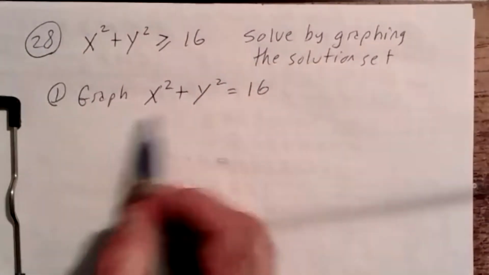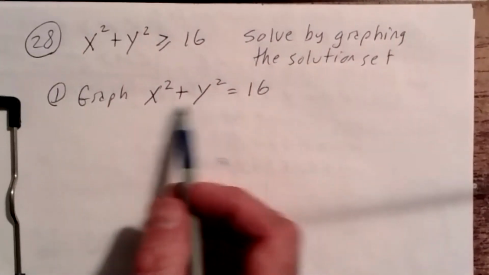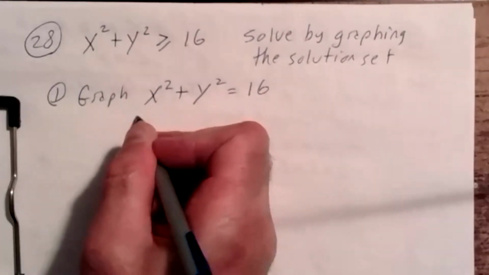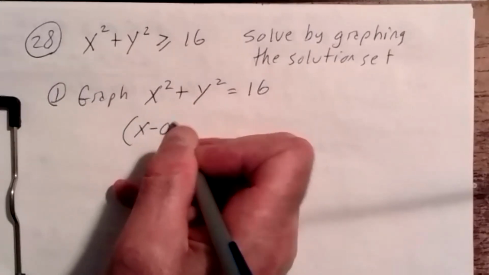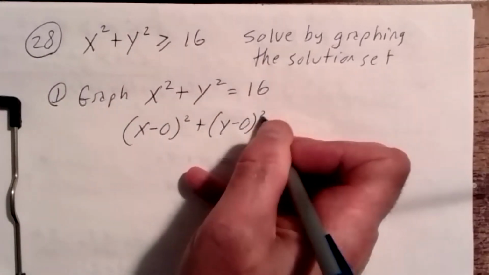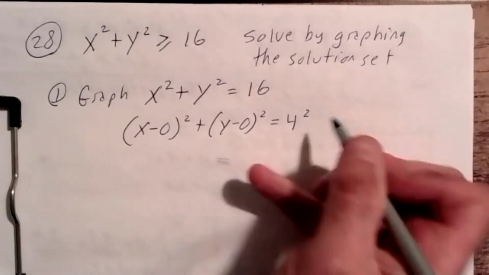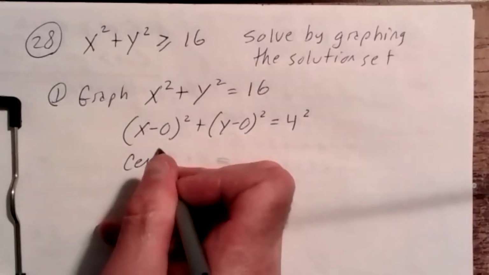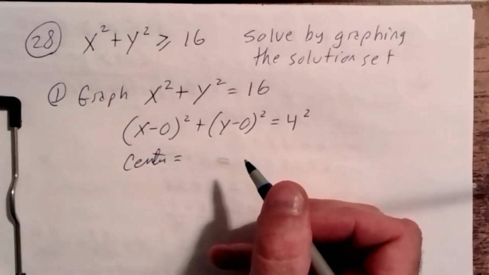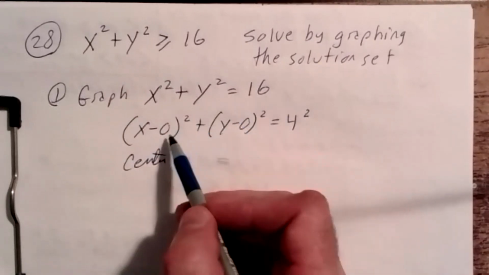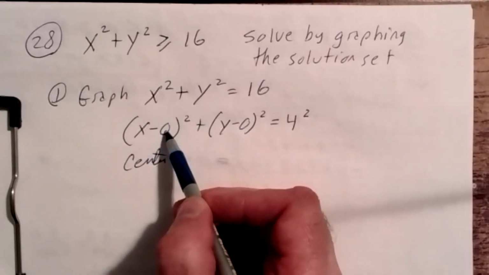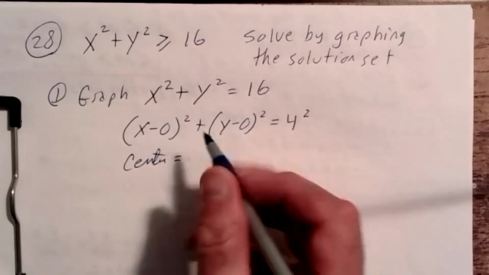Does anybody recognize what kind of graph this is going to generate? A circle. It will be a circle. And if we want to write the circle's equation in strict standard form, we can certainly do that. So, ladies and gentlemen, what's going to be the center of the circle? It's going to be the origin, isn't it? 0, 0.